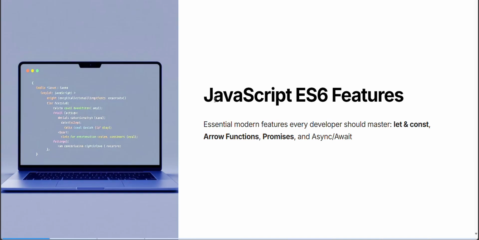Today's topic is JavaScript ES6 features. We'll explore four important topics: let and const, arrow functions, promises, and async and await. I will explain each and everything, both theory and code, and also run the files in VS Code so you can clearly see the outputs. By the end of the session, you will not only understand the difference between these features, but also know when to use them in your real projects.